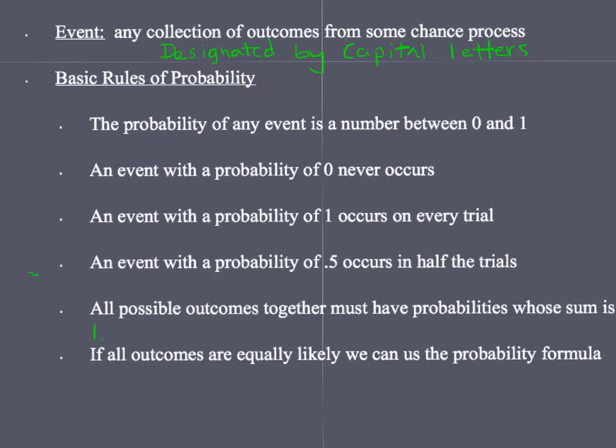And if all outcomes are equally likely, we can use the probability formula, which is the probability of some event, we'll call that event A, is equal to the number of outcomes of A divided by the total number of outcomes in sample space.